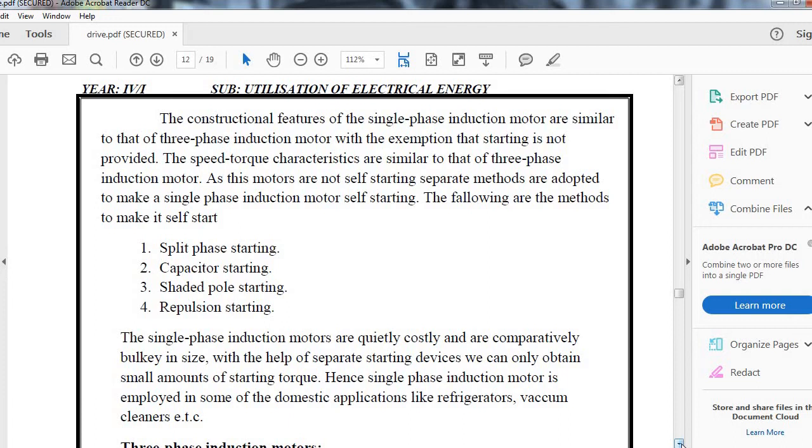Single phase induction motors are quite costly and comparatively bulky in size. With the help of separate starting devices, we can obtain a small amount of starting current. Hence, the single phase induction motor is employed in some domestic applications like refrigerators and vacuum cleaners.